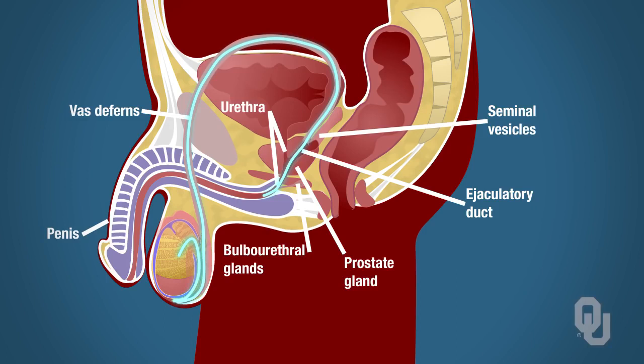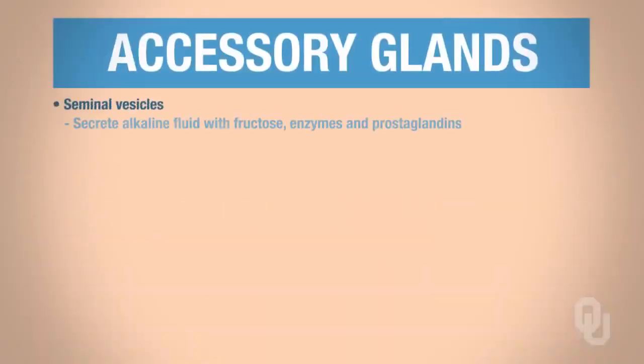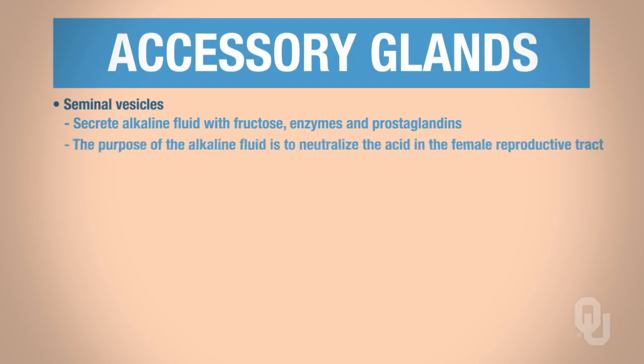Now, let's look more closely at the accessory glands I mentioned earlier. The seminal vesicles secrete an alkaline fluid that contains fructose, enzymes, and prostaglandins. Remember, alkaline fluids are basic. The purpose of this alkaline fluid is to neutralize the acid that is in the female reproductive tract. The fructose is used for energy. Remember, sperm have to swim, so they need energy for motility. The enzymes in the fluid facilitate semen clotting. There are also prostaglandins in this fluid. These are for motility and viability of the sperm.